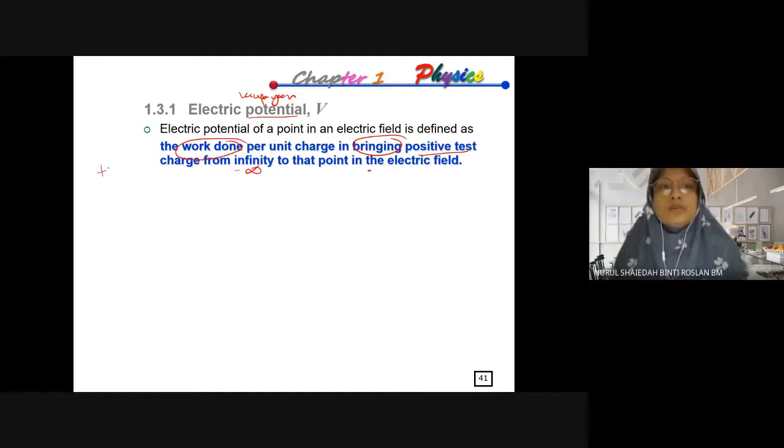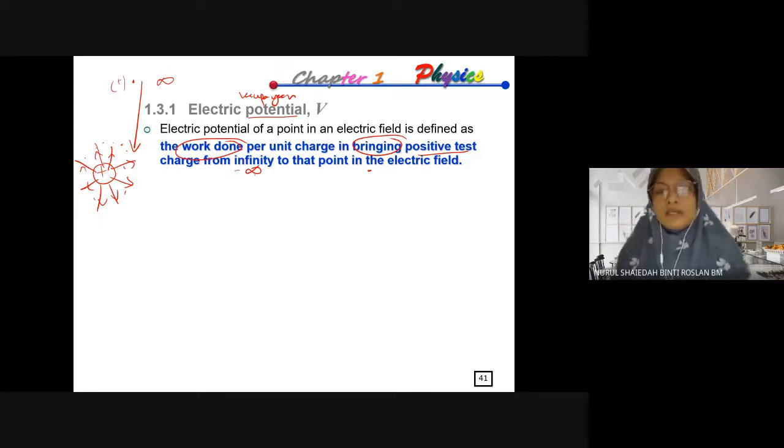So let's say we have a positive charge here. The positive charge here will produce an electric field. So what happened? There is a test charge from infinity. So we want to do work to bring a test charge from infinity to a point, any point dekat sini. So that's why it is the work done in bringing a positive test charge. Kita sudah anggap dia positif from infinity to a point.